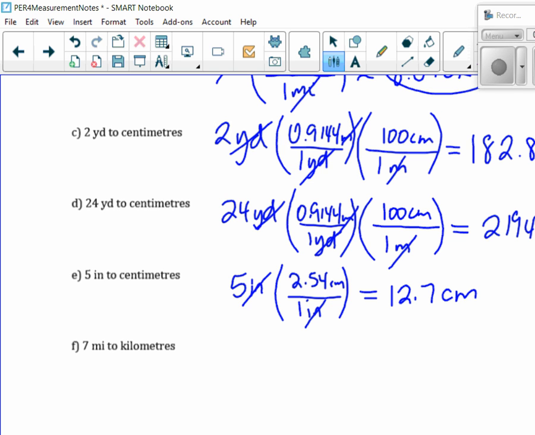centimeters. We're going to convert 7 miles to kilometers. Again, 7 miles. Now we're going to look up the conversion from miles to kilometers. It says 1 mile is 1.609 kilometers. So 1.609 kilometers has to go on top. The 1 mile goes on the bottom. The miles cancel. And I get 7 times 1.609.